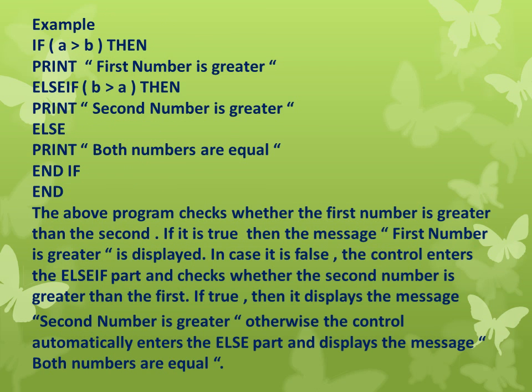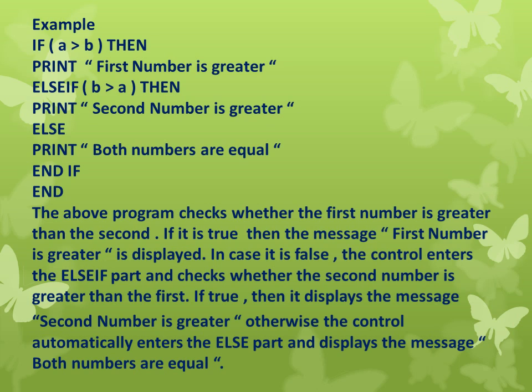Example: If a > b then print "first number is greater". ElseIf b > a then print "second number is greater". Else print "both numbers are equal". End If. End. The above program checks whether the first number is greater than the second.